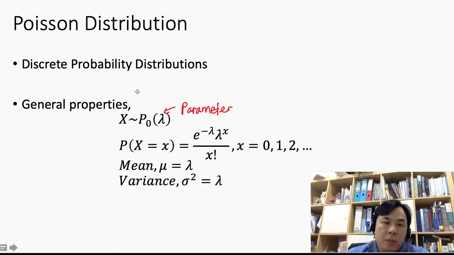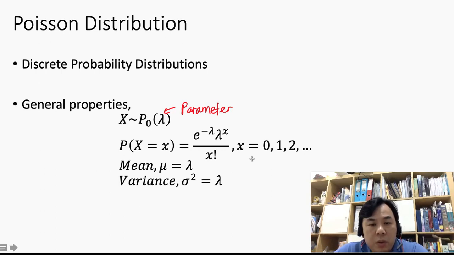Now, the probability mass function is given by such, right, whereby the lambda is a constant parameter. The x ranges from 0 until infinity, whereby all these x are discrete values. They are all integer numbers. The mean for Poisson is given by lambda, whereby the variance is given by lambda also. Now the proof of all these mean and variance will be provided in another extra video.